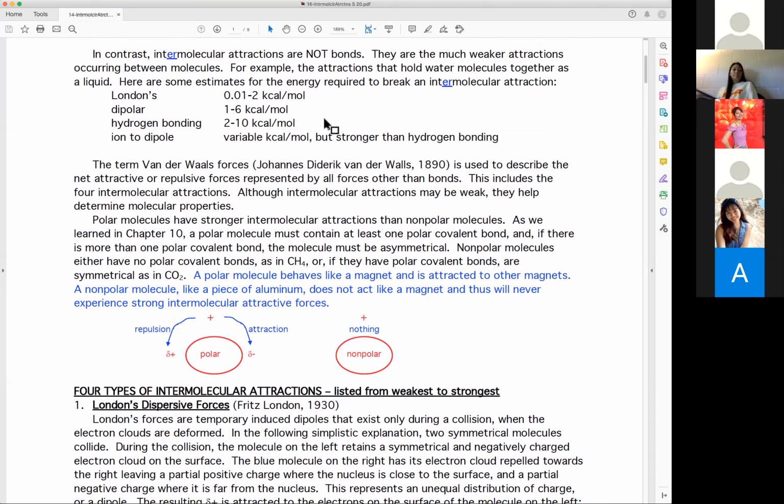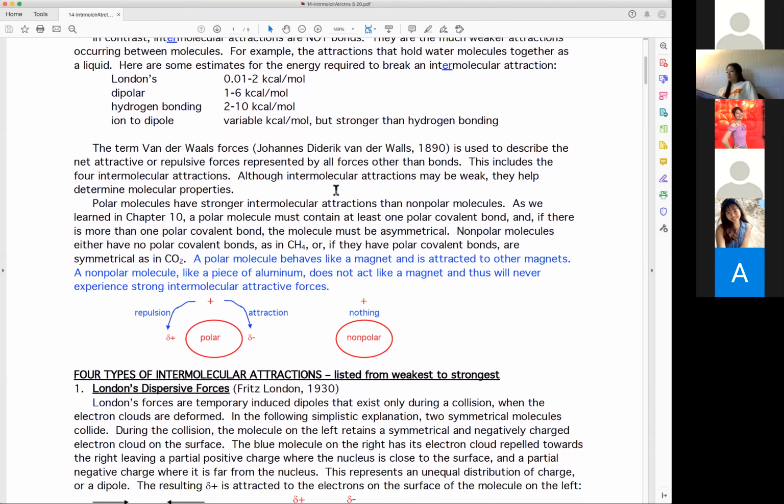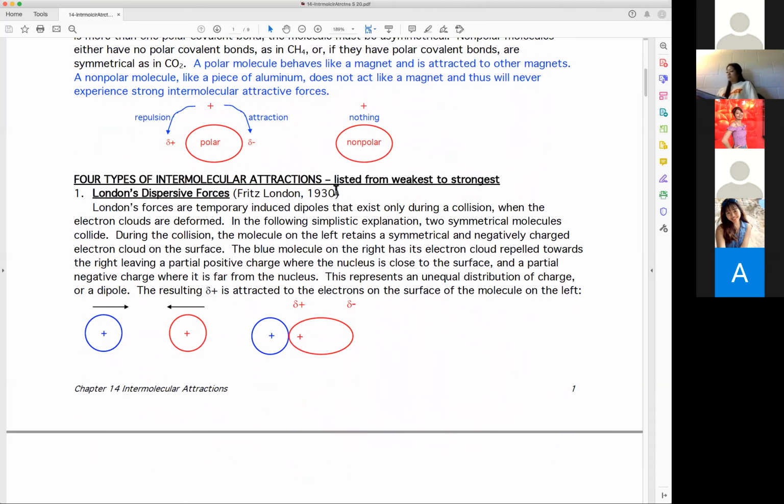And I do have to warn you, if you go online, you'll find all kinds of different terminologies. Myself, I used the term van der Waals forces wrongly for many, many years. Anyway. So a polar molecule behaves like a magnet. And a magnet is attracted to other magnets. So a nonpolar molecule, like a piece of aluminum, doesn't act like a magnet, and this will never experience strong intermolecular attractive forces.